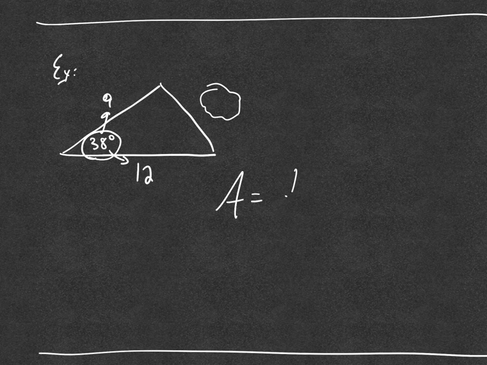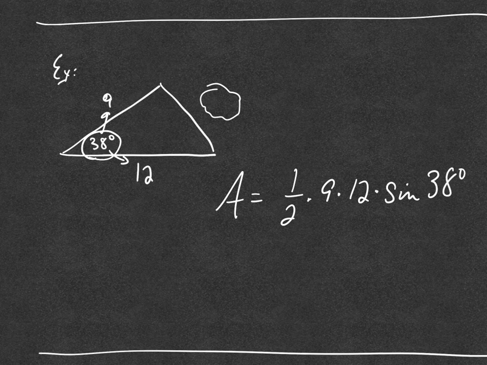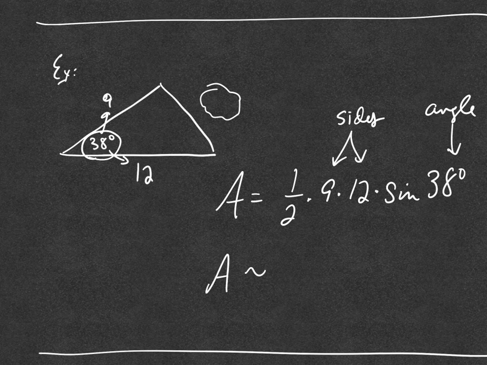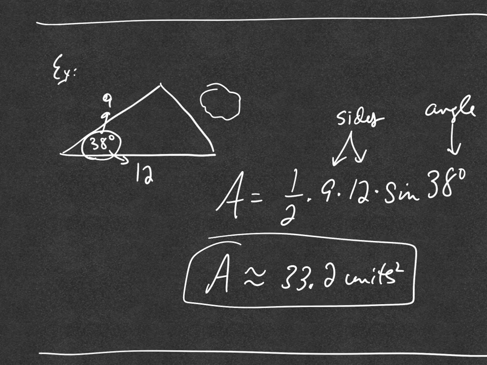So the area of this triangle is going to be 1/2 times the first side times the second side multiplied by the sine of the angle in between. Please notice these first two are sides, and then this number is the angle in between. It just becomes a calculator problem, which usually doesn't turn out very even, so we usually give these to you as decimals. So it'd be 1/2 times 9 times 12 times the sine of 38. And when we punch that out, we get an area of approximately 33.2 square units.